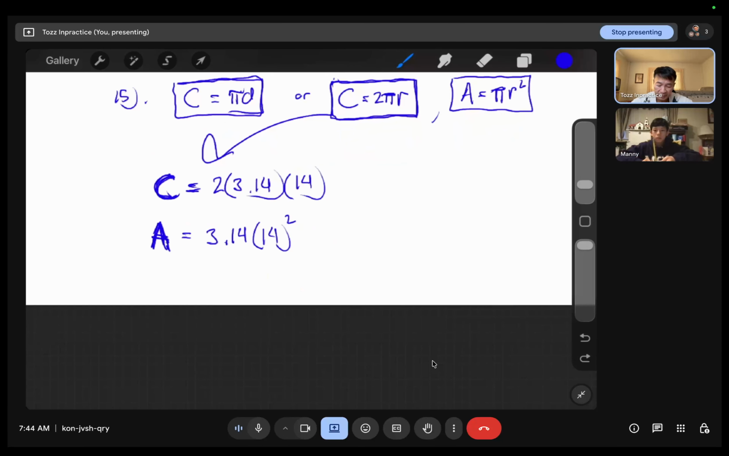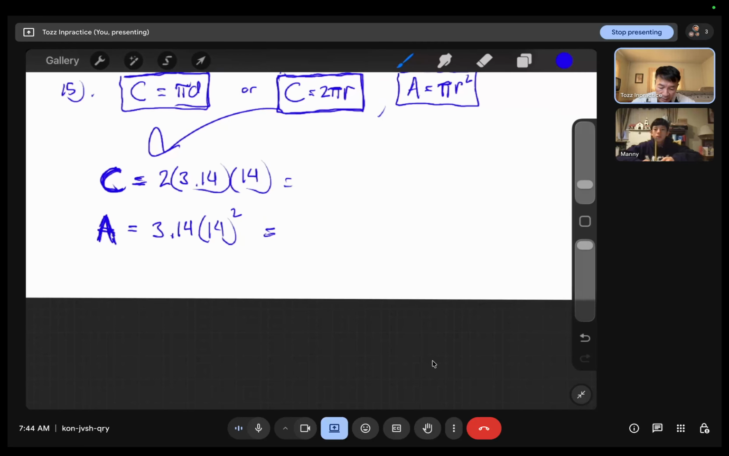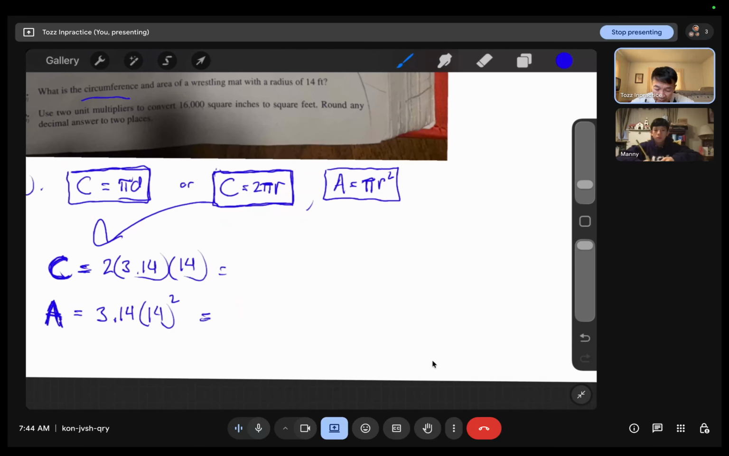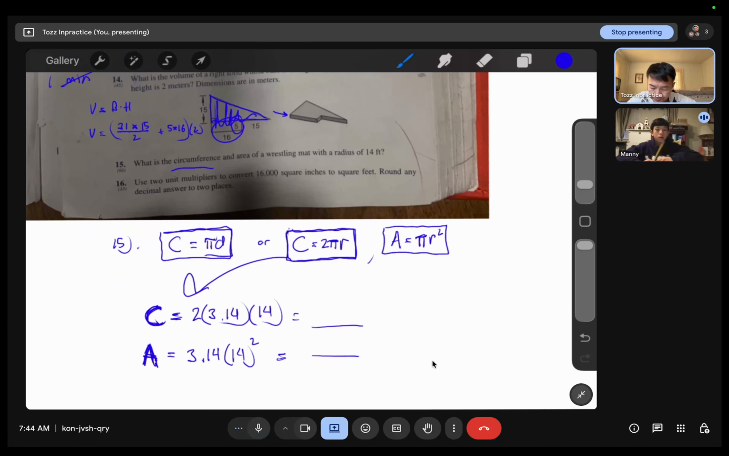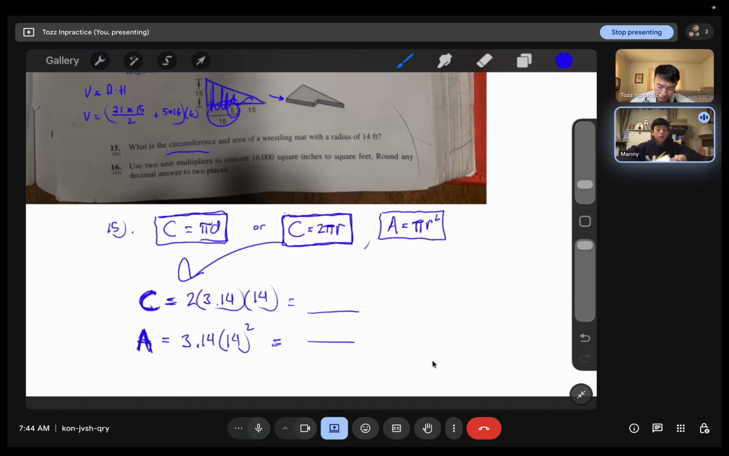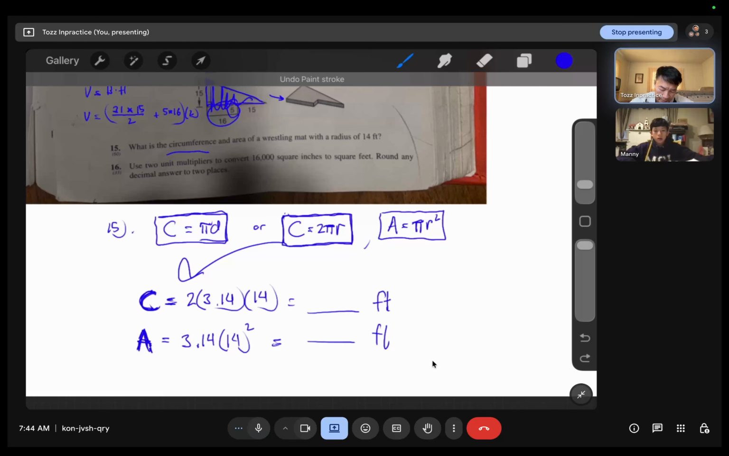Okay, so I think you can do this. I think your teacher will let you use the equation calculator. But the unit. What is the unit for this one and this one? Well, for the circumference, it would be feet, and then for the area, it'd be feet squared. Yes, that's it. So get ready for that. I'll let you do the math here.